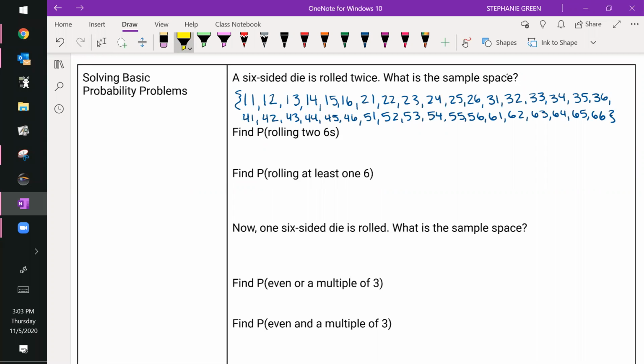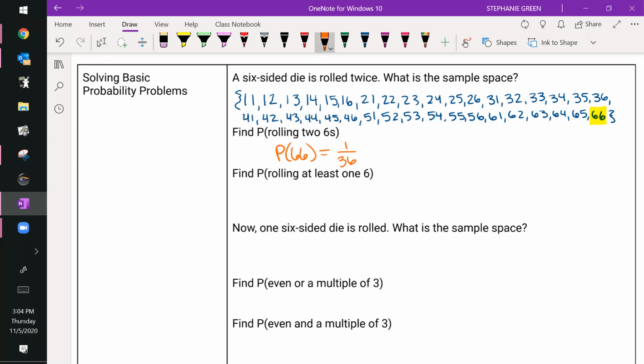The first one: probability of rolling 2 6s. The only time I roll 2 6s is in this outcome down here. So the probability of rolling 2 6s is 1 out of 12. Wait, no, not 12. Hold on. 36, of course, 36.